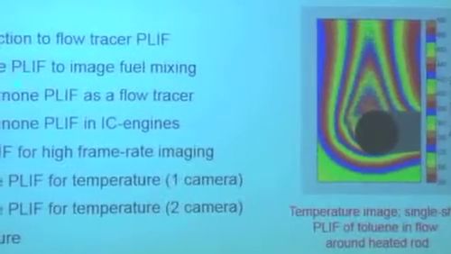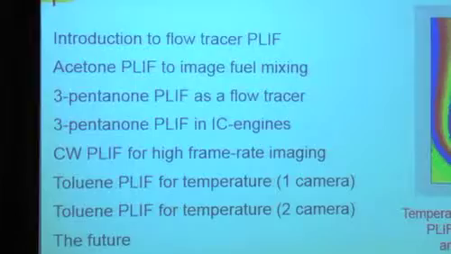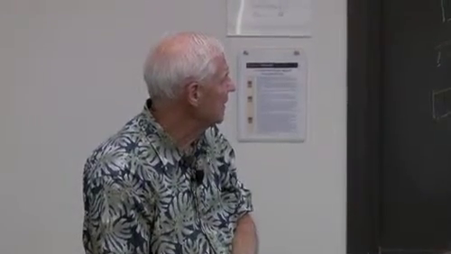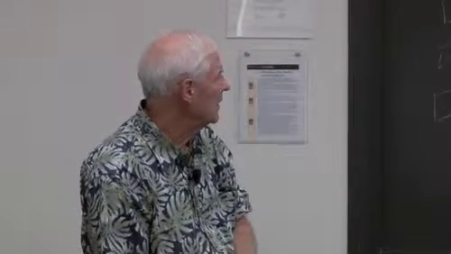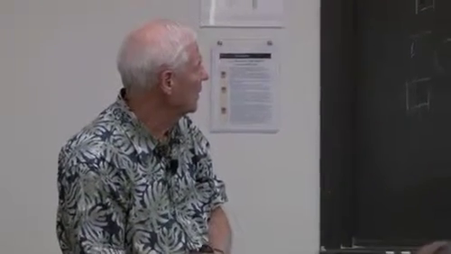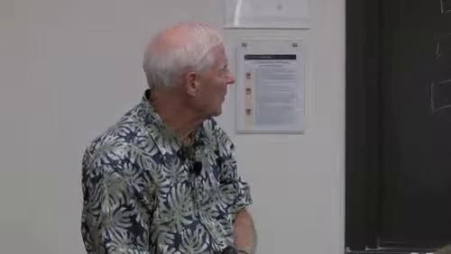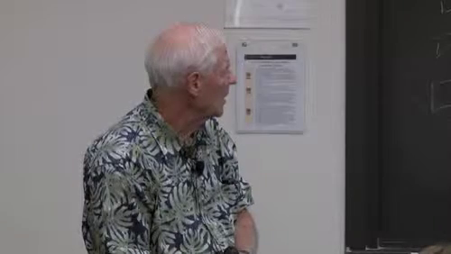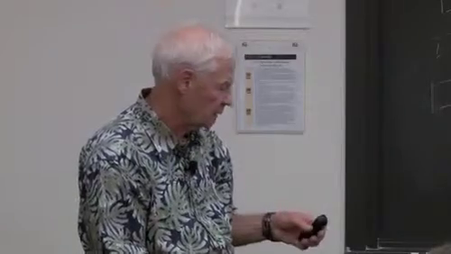So I want to take you now to flow tracers. The idea of a flow tracer is that you can add something intentionally rather than watch it being formed in combustion. You can add it intentionally to some advantage. And acetone is the thing that's the easiest to understand and we've done the most with. Then we'll talk about 3-pentanone, which is just a little bit bigger. These ones are ketones and they're just different sizes. This has progressed to the point now that some of my students have done this in IC engines. We also work sometimes with CW PLIF rather than pulsed. And we've been working with toluene lately. It has some advantages for measuring temperature very accurately. So that's what we're going to talk about.